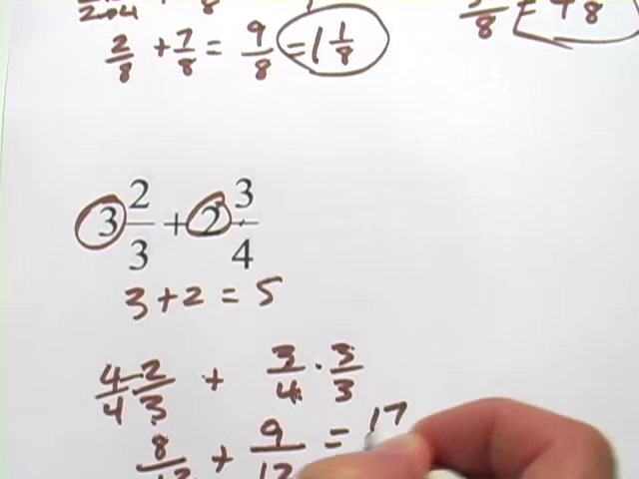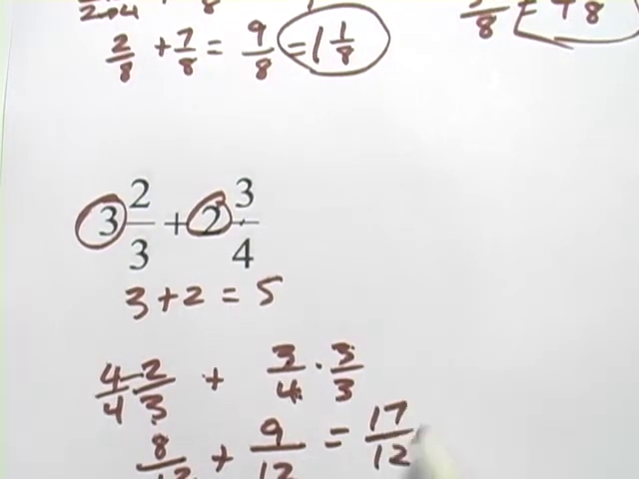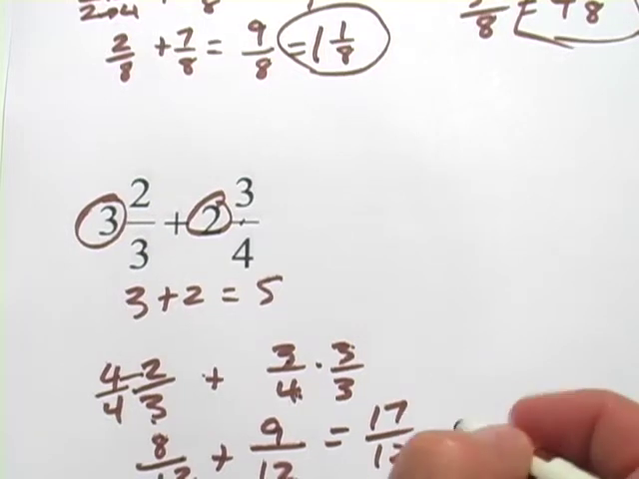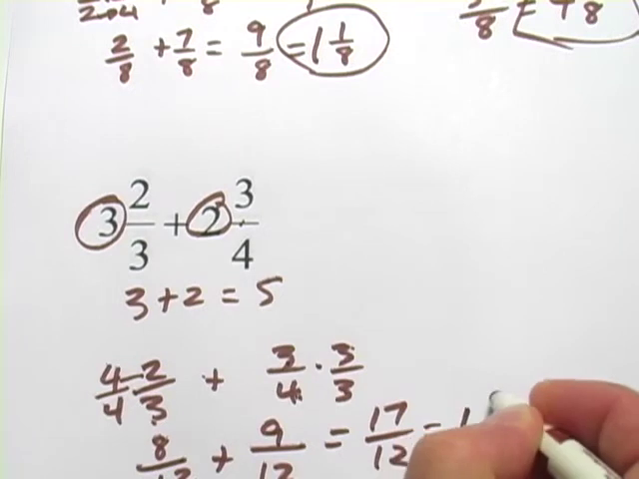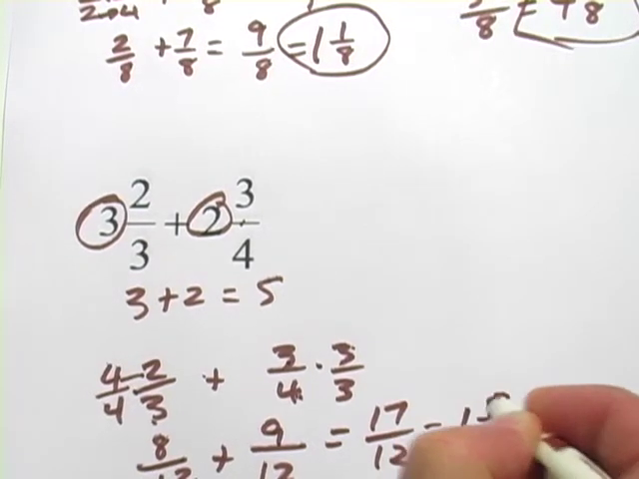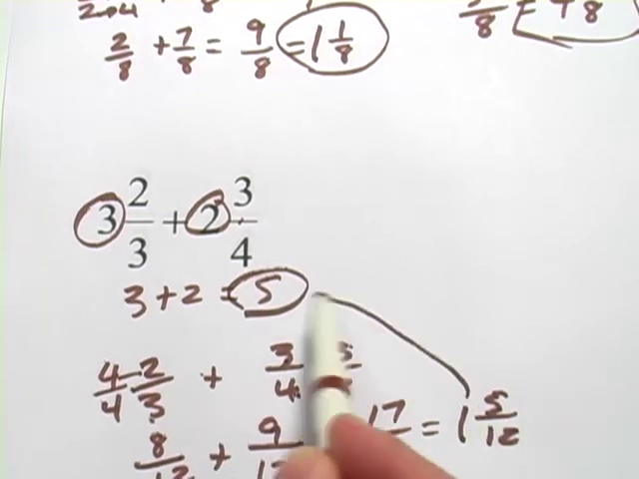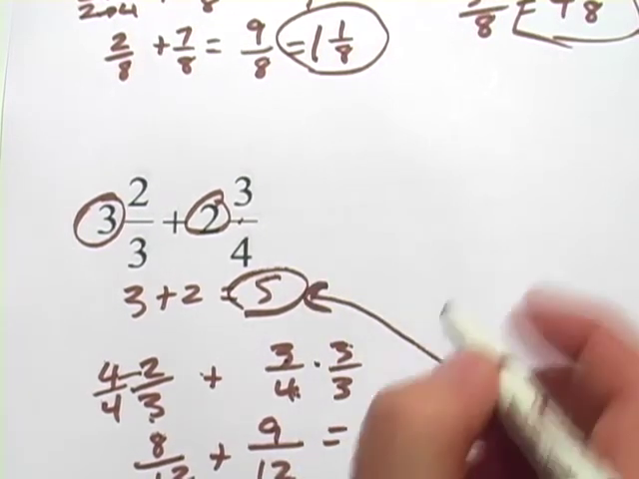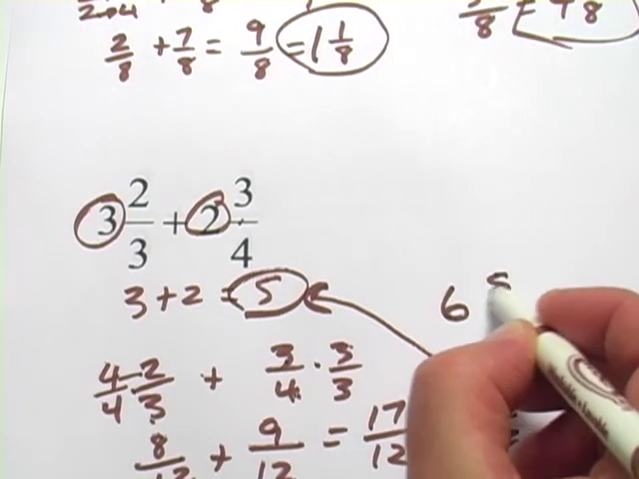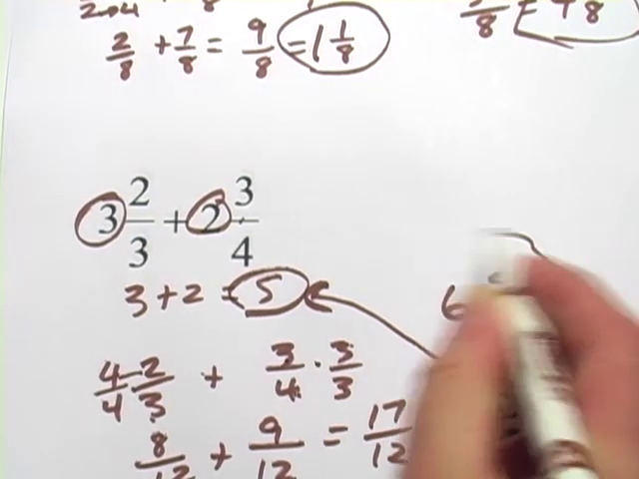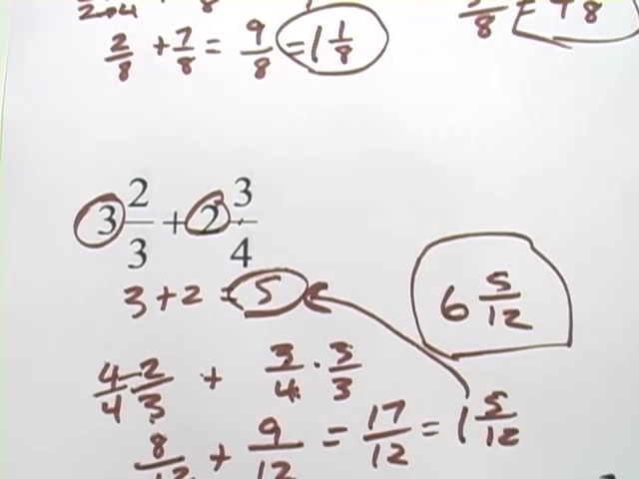That's 17/12. And I want to see how many groups of 12 are in 17. Well, there's 1 and then 5 left over because 17 minus 12 would be 5. So this is 1 and 5/12. And then I've got to add that back to the 5 I came up with here. So 5 plus 1 and 5/12 is going to be 6 and 5/12. And that's our final answer. So that's a little bit of work with adding mixed numbers.